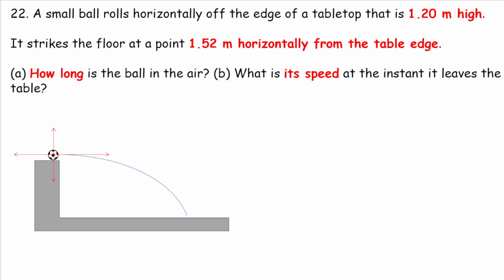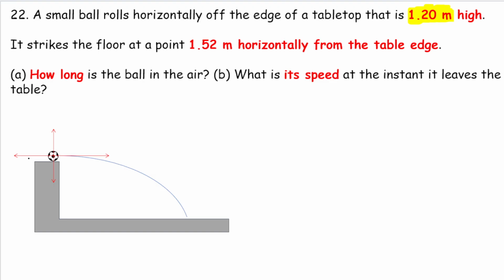Okay, let's extract some information from the problem here. We have the tabletop that is 1.20 meter high. So the ball lies on the table that is 1.20 meter height. So I will have this edge here that will be 1.20 meter. And then it strikes the floor at a point 1.52 meter horizontally from the table edge. The table edge is here, and it will strike horizontally to that point there. Let's name this X, and that X is 1.52 meter.